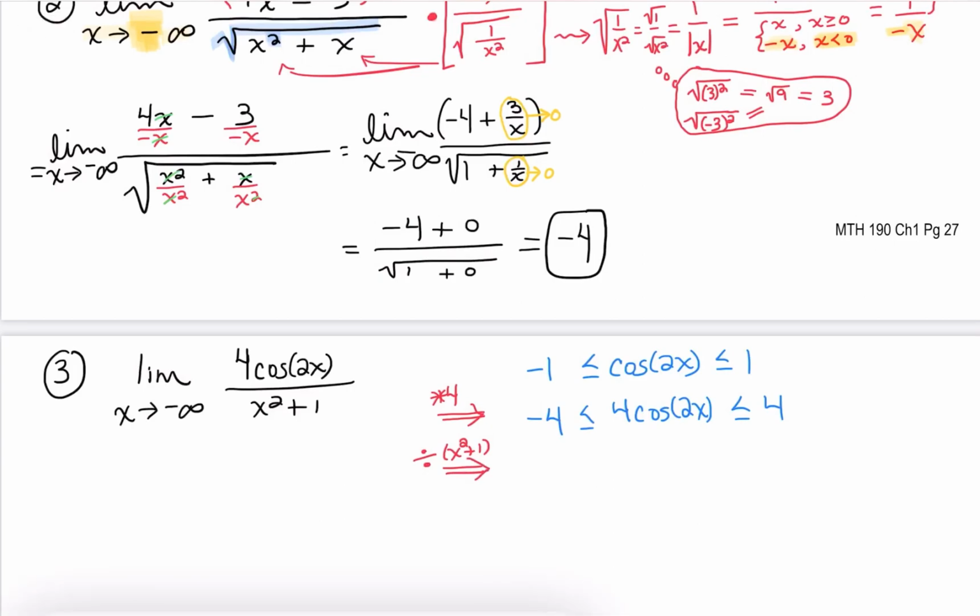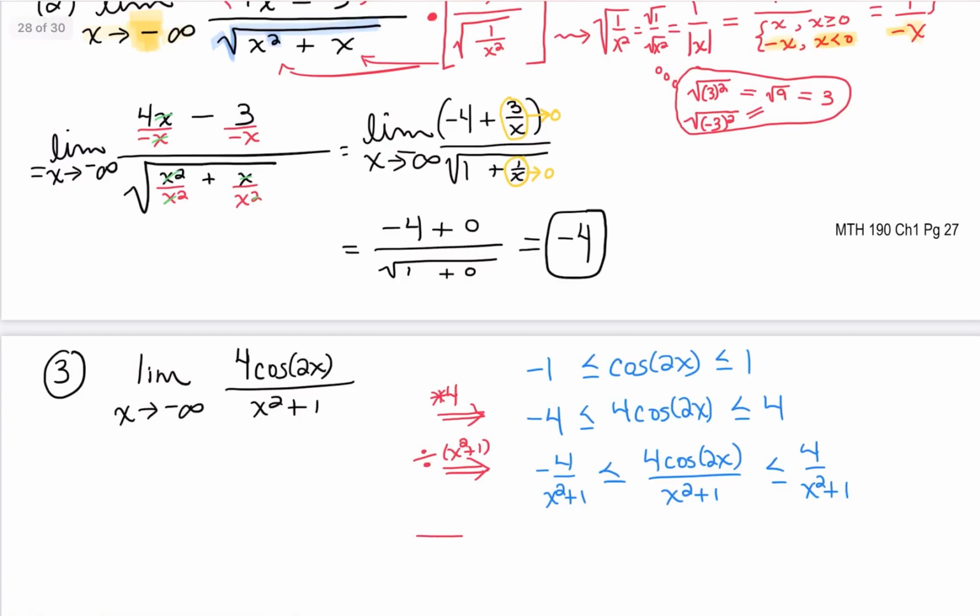So remember, x squared plus 1 would be positive. If you are dividing through by a negative, you have to reverse inequalities, but we're not here. So I'm dividing every part of this compound inequality through by the x squared plus 1. And so I now have the function I'm interested in bound in between two other functions.